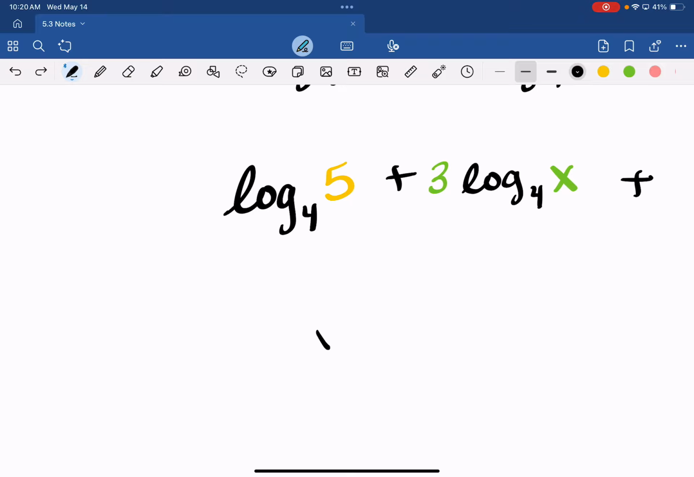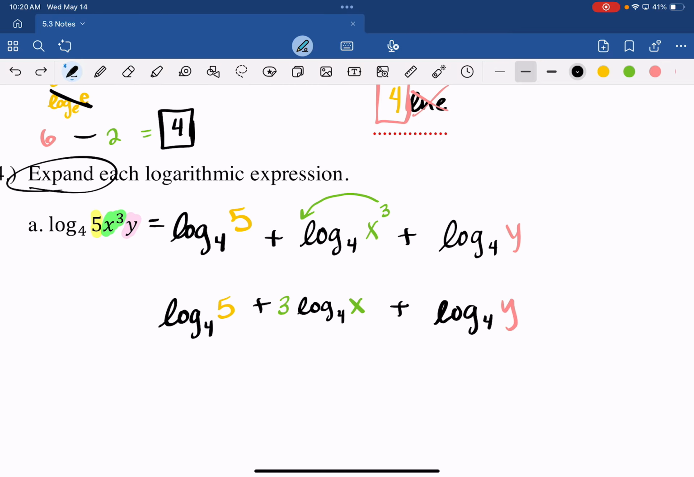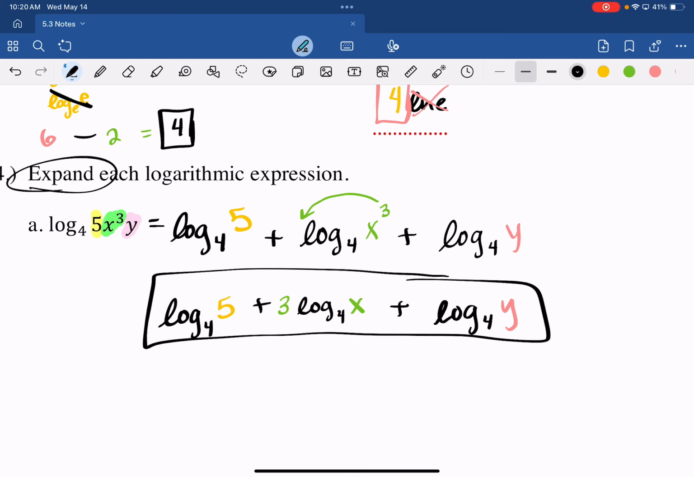Wait, so scroll back up. Why is it like that for the middle one? We moved the 3 because I still had an exponent up here. That is my fully expanded answer. As soon as you're done, it's fully expanded. That's your final answer.